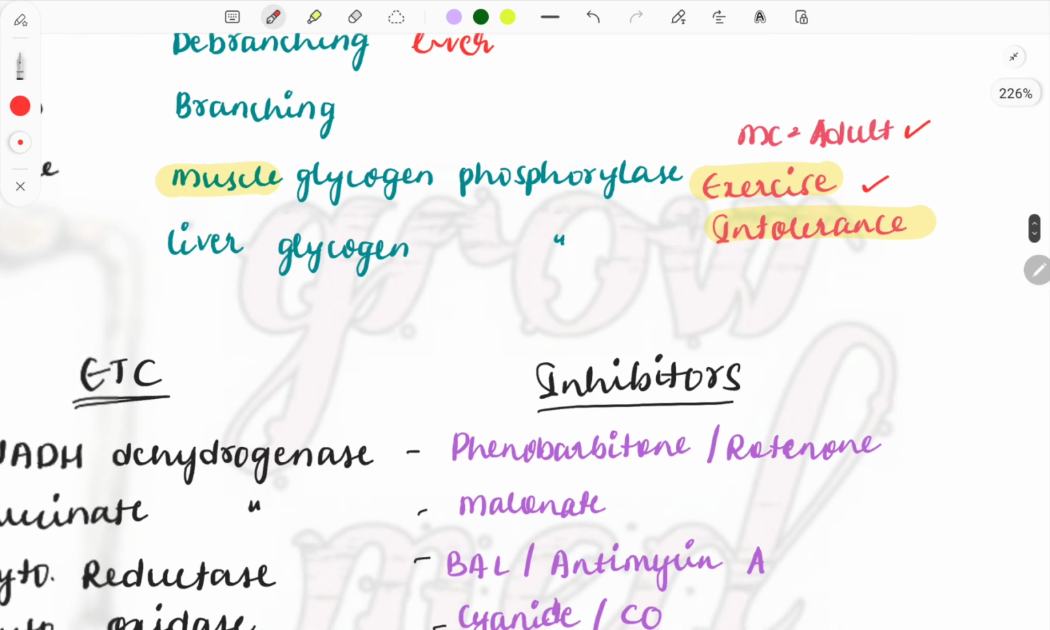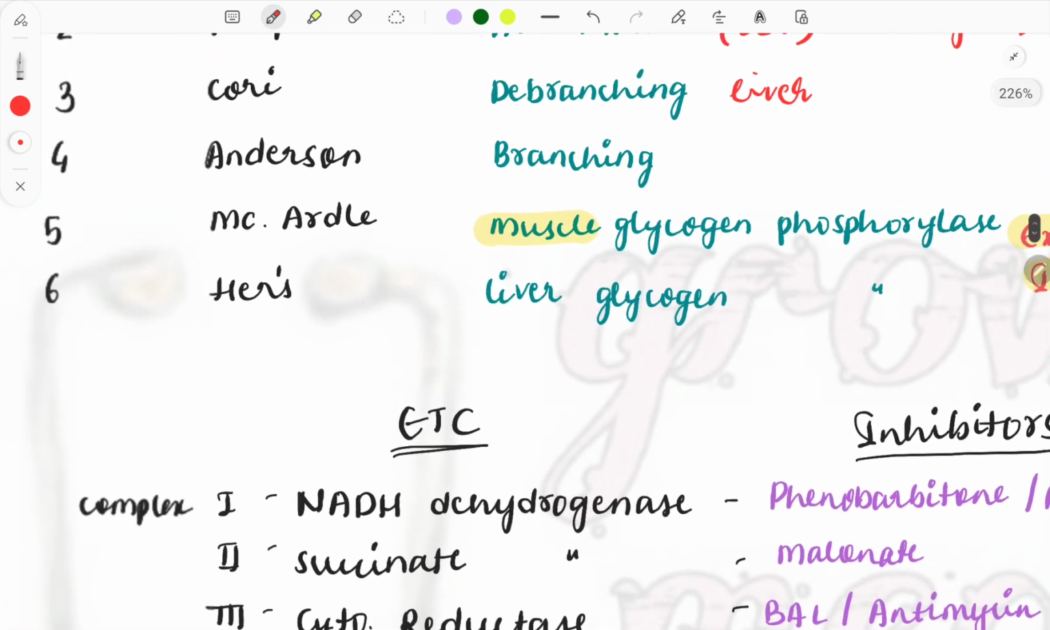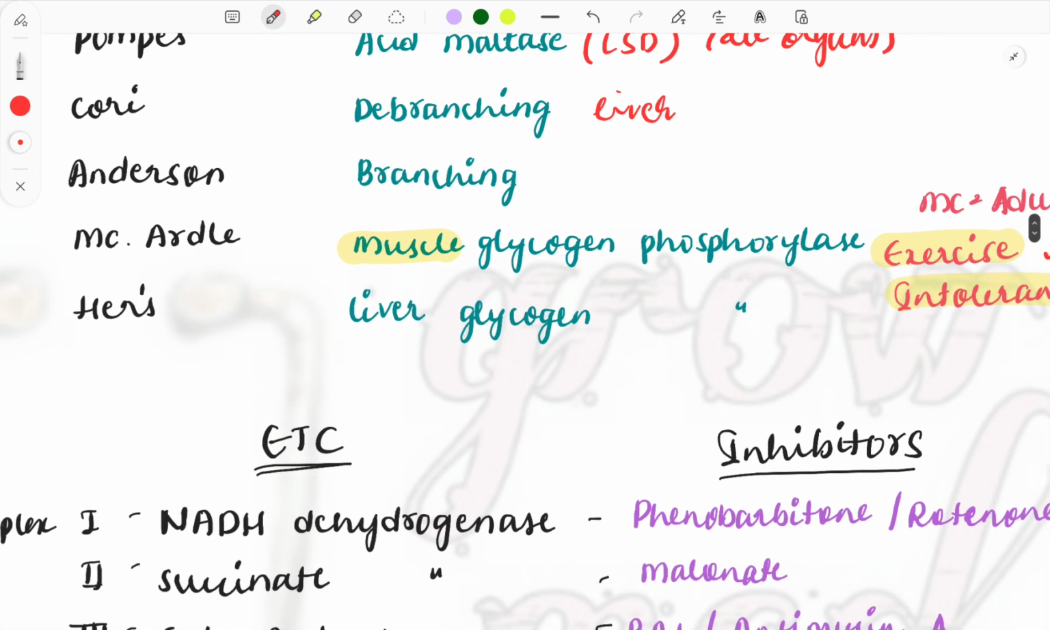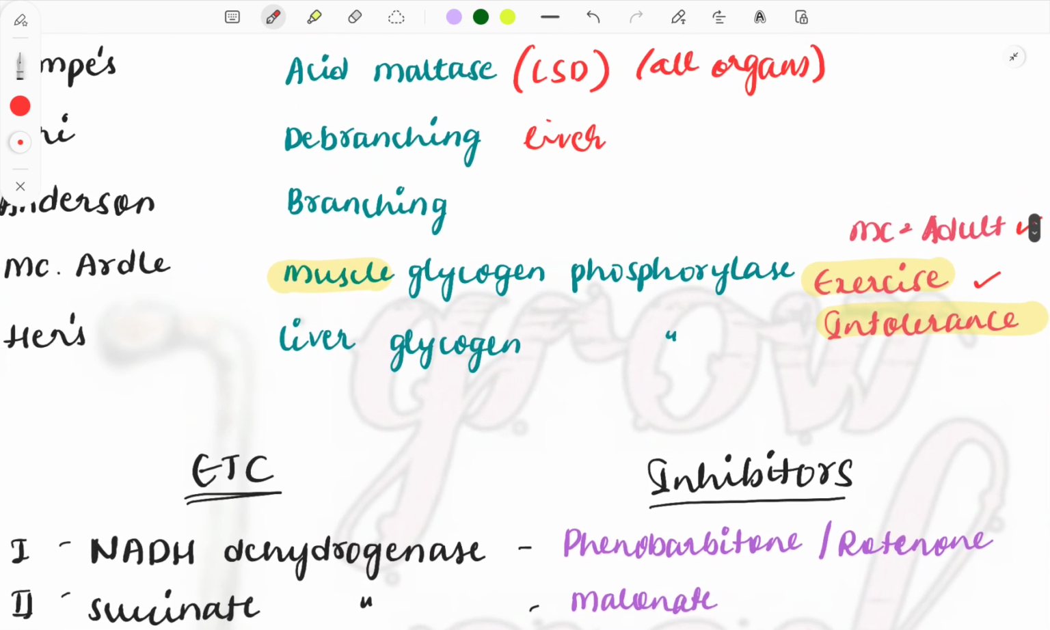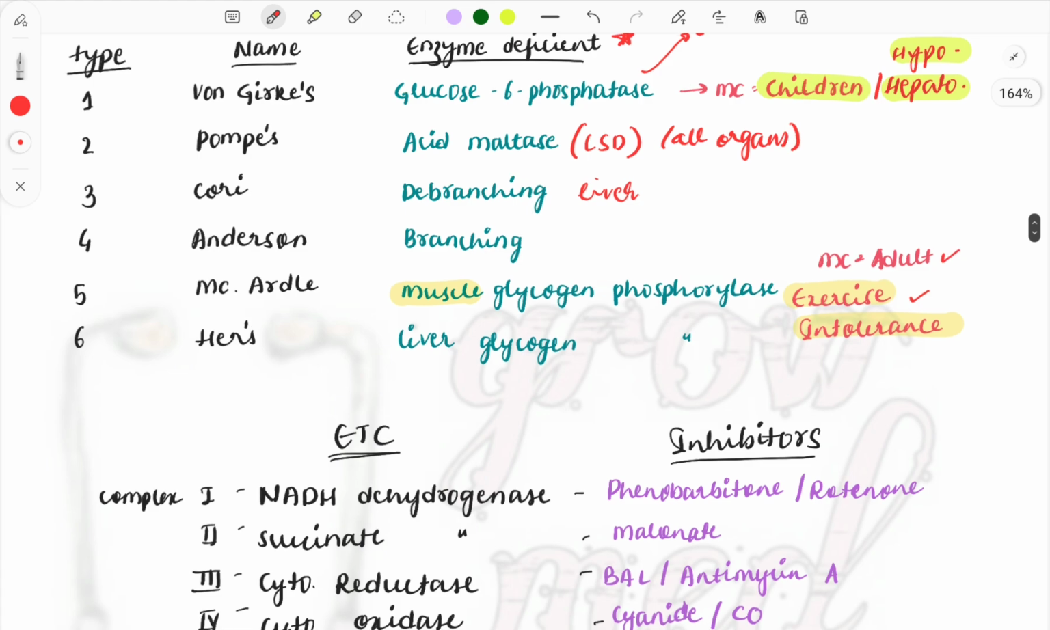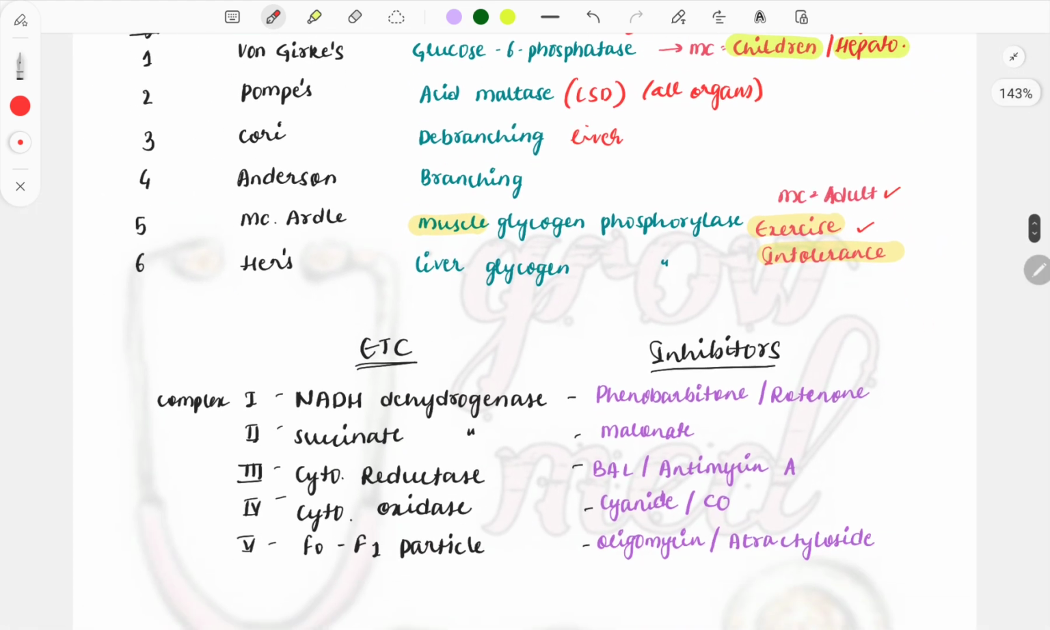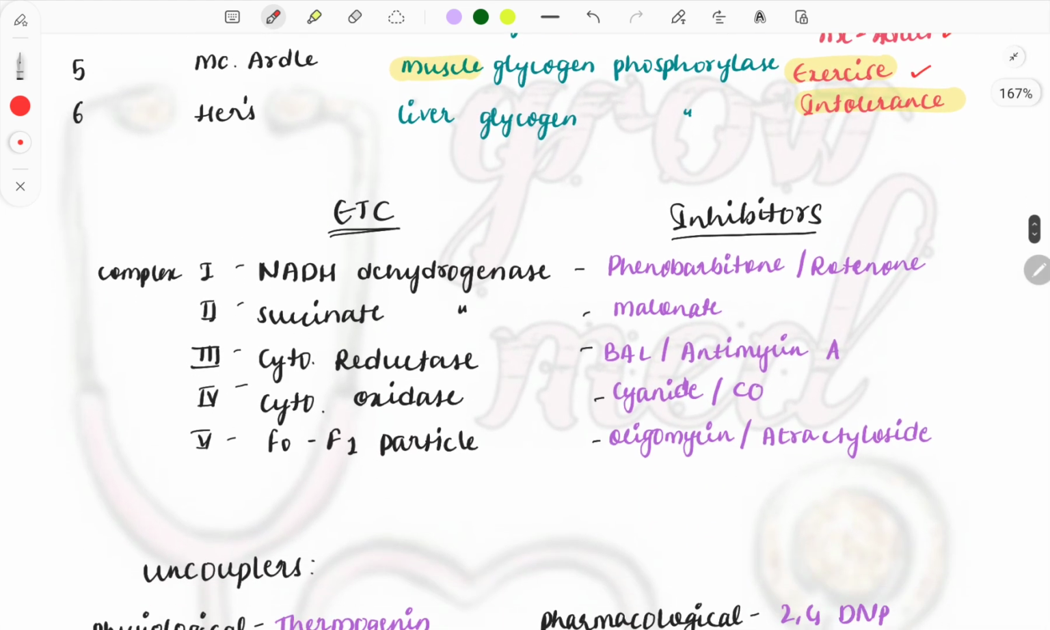They can describe it like that. So it will be adult exercise intolerance, McArdle, muscle glycogen phosphorylase. Then in case of Hers, it is the liver which will be involved. Okay. Then the ETC inhibitors.